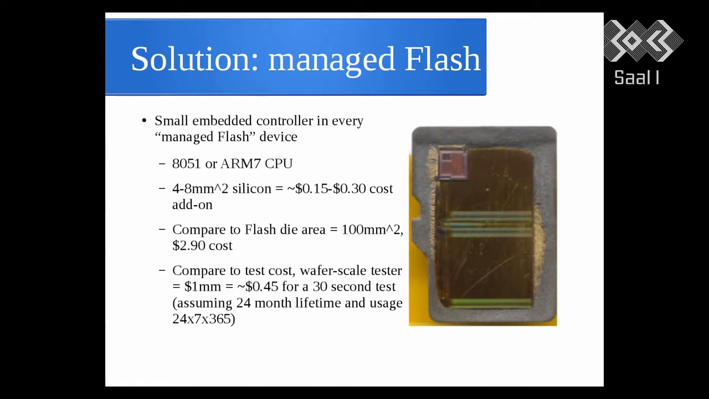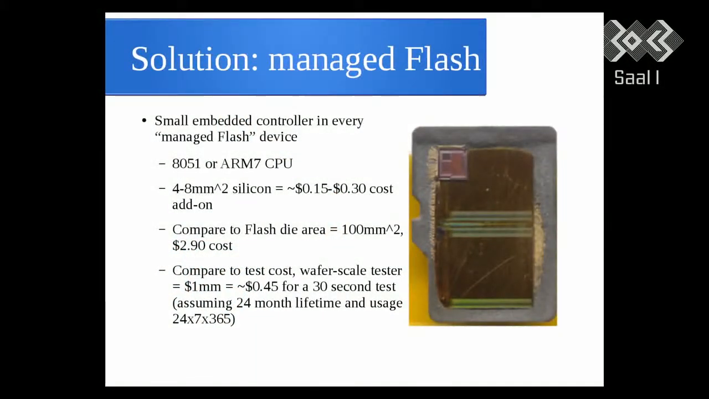So a back of the envelope calculation: about 25 cents or so is what it adds to the cost of the card, if they're able to get the microcontrollers directly without a markup from the fab. You compare that to the die area of the flash, 100 square millimeters, which is about the size of this piece of flash memory here. It's about $3 cost. So it's a very minor cost add compared to the cost of the flash.